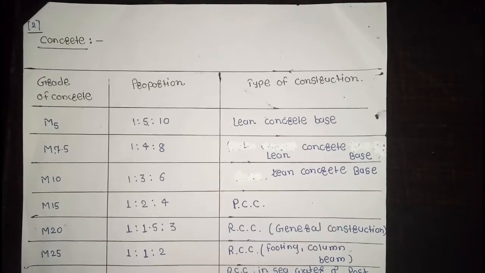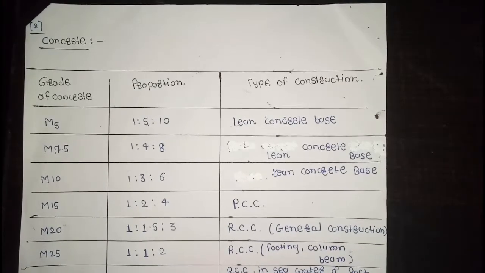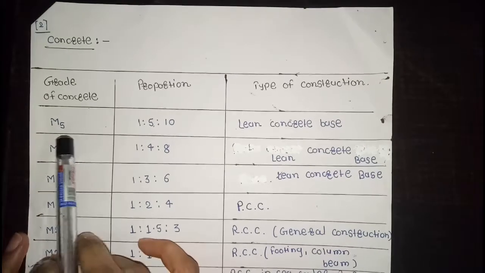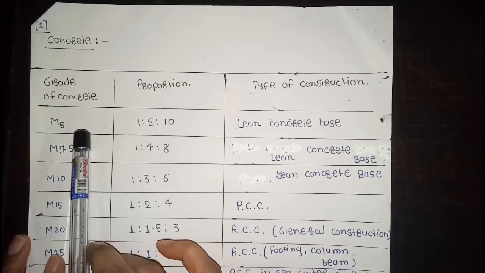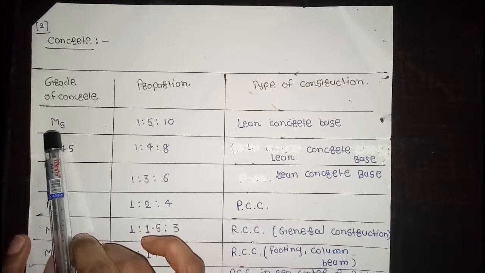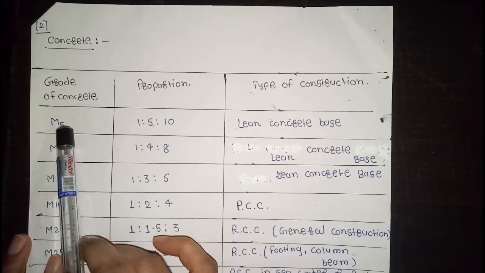Today we will see grade of concrete and their proportions and their uses. So first grade of concrete, M5. So first of all, what is meant by M and what is the meaning of 5?